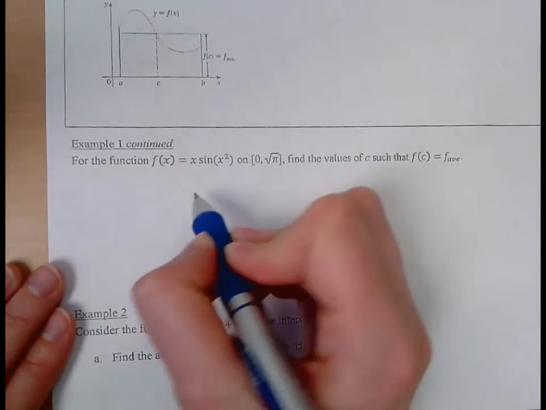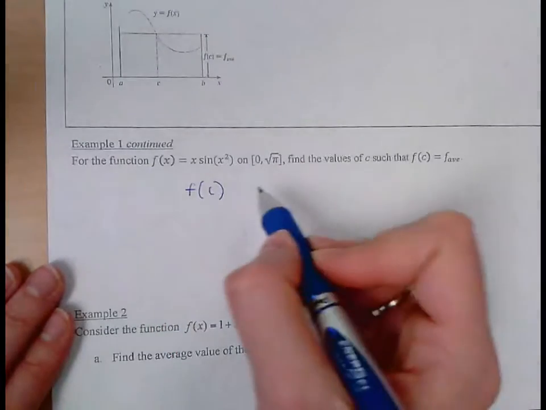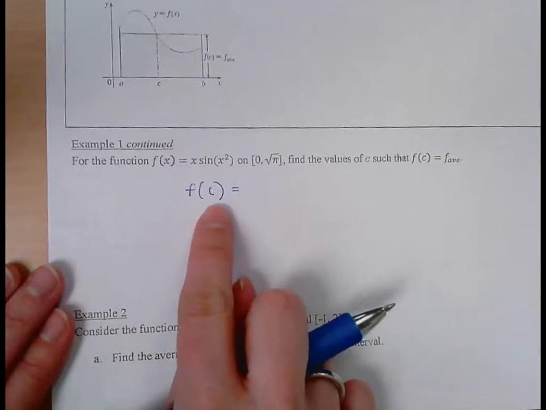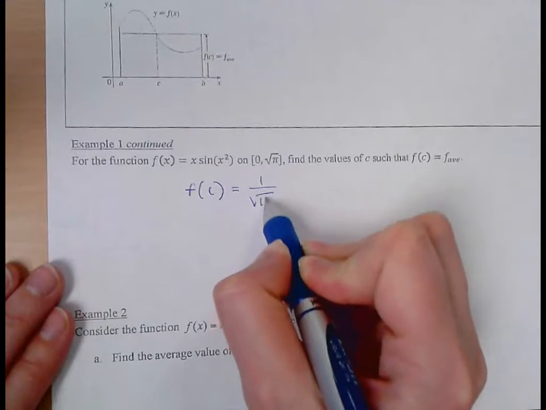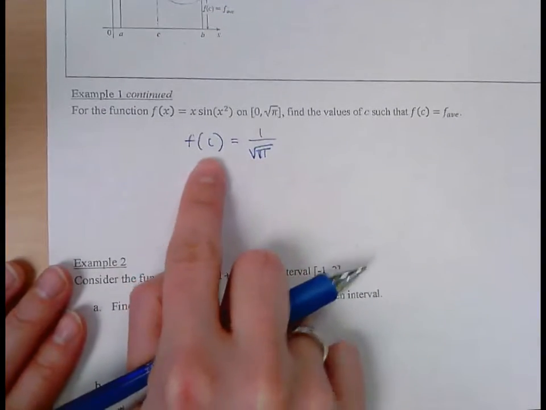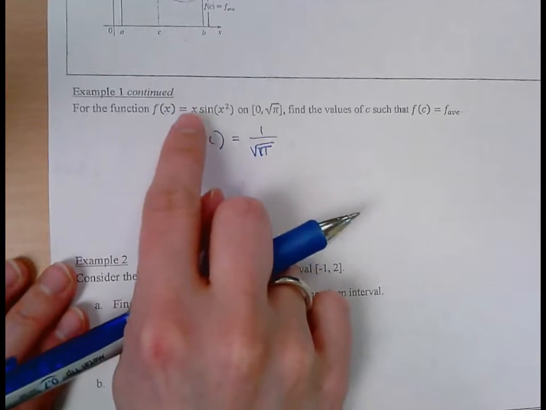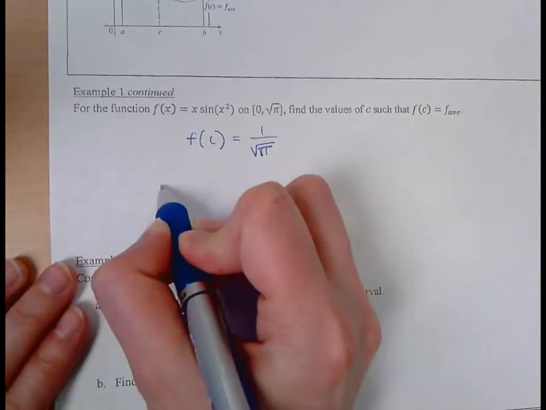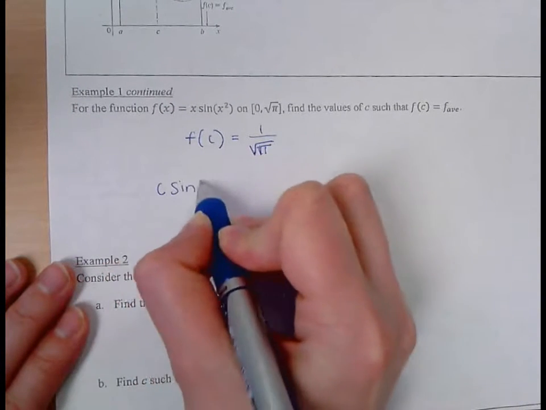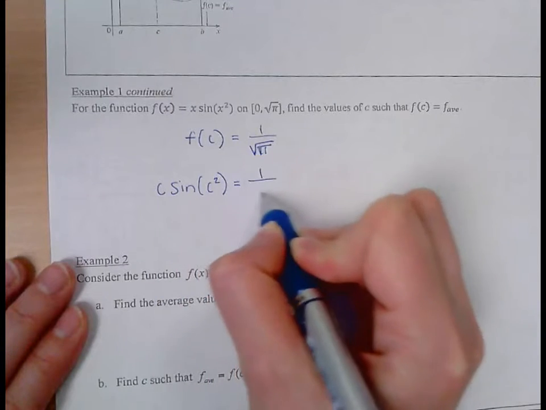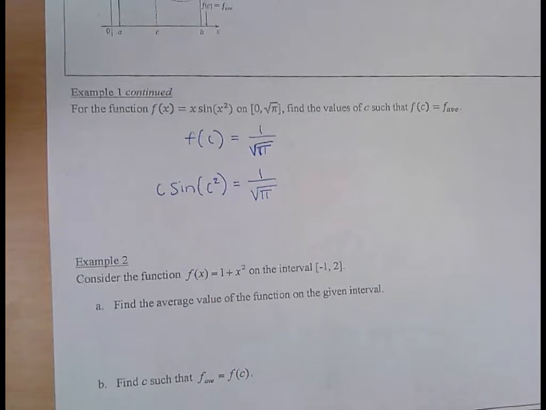So we know f of c is equal to 1 over the square root of pi. We're trying to solve this equation. If you kept it in terms of x, that's fine. What this looks like, though, is you would replace the x's in your function f of x with c's. So you're solving c times sine of c squared equals 1 over the square root of pi, for c. You're trying to find the value of c, or if there are multiple, the values of c that satisfy that equation.